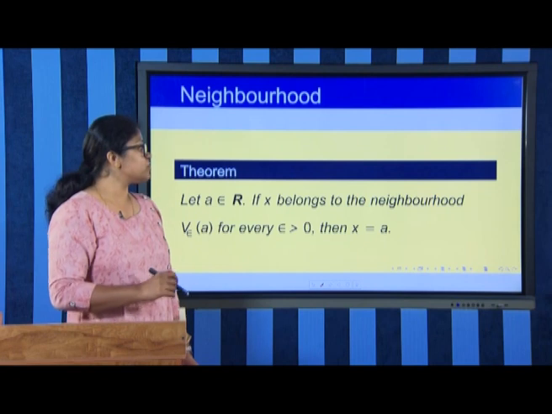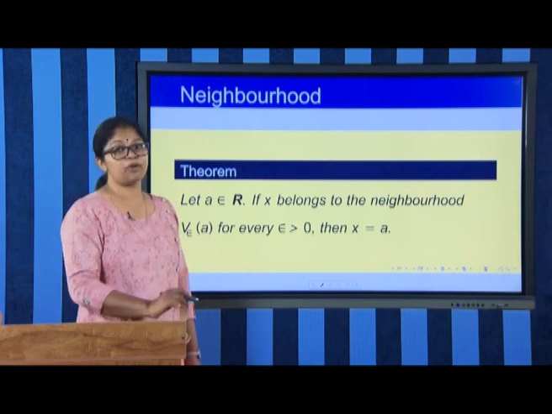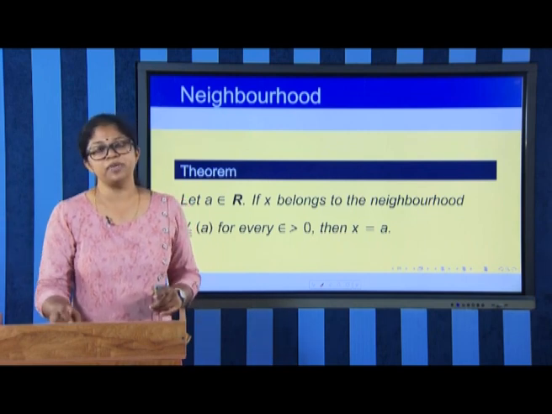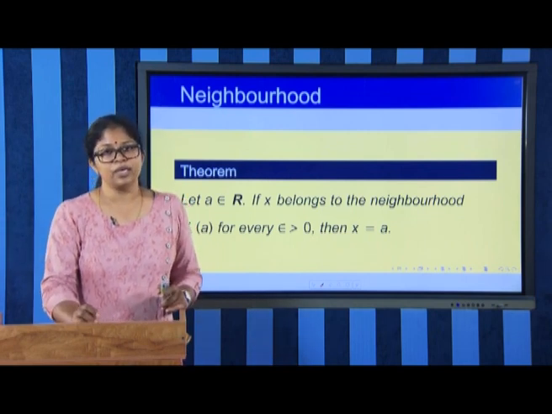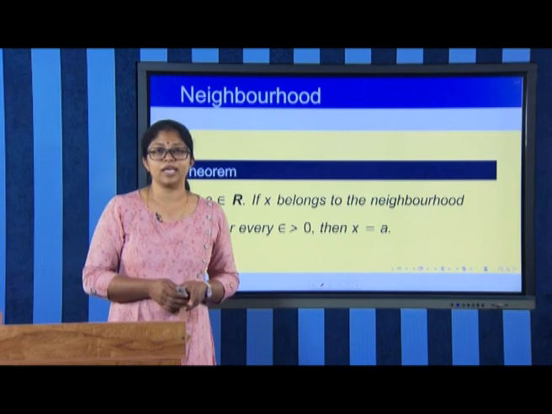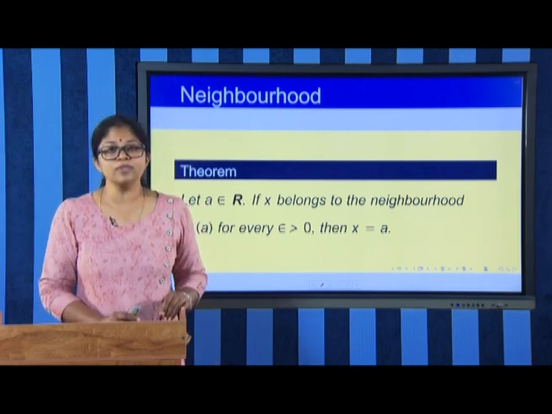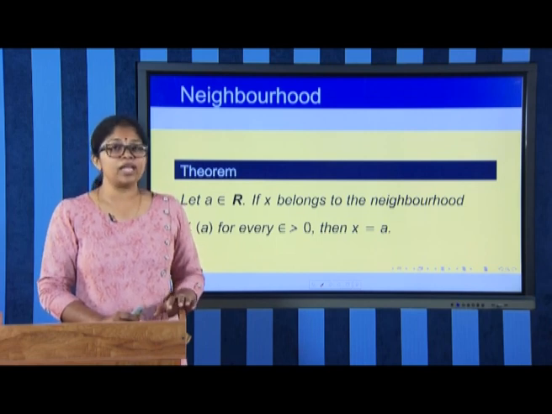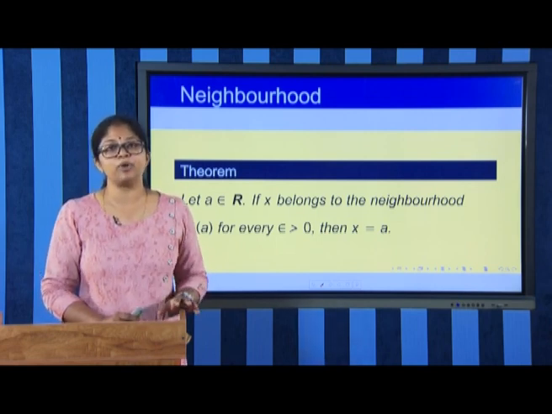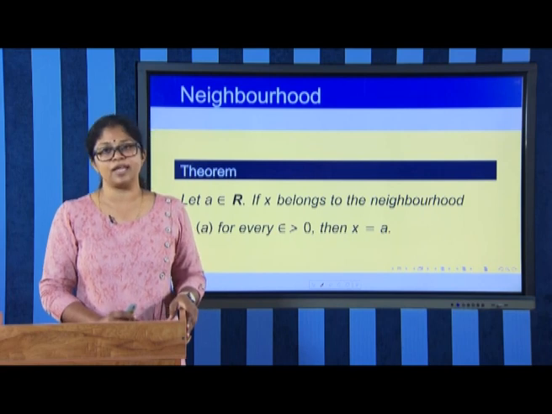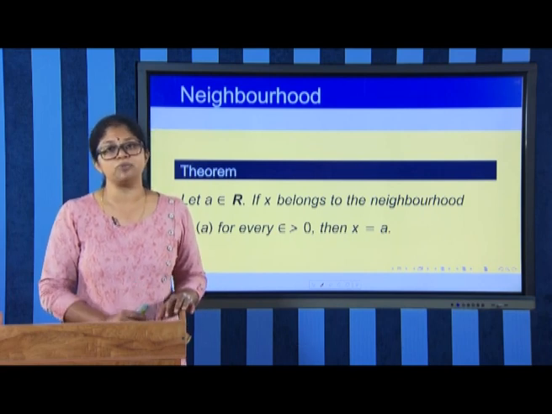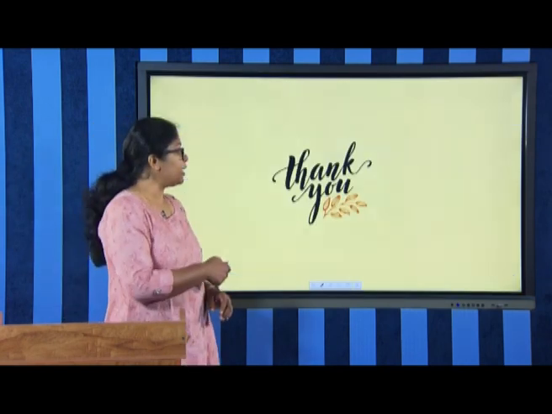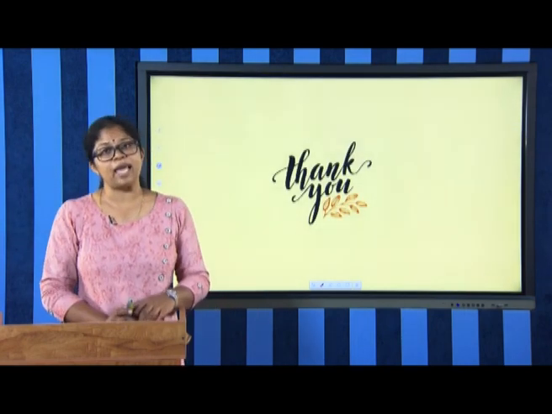If x belongs to the neighborhood V epsilon of A for every epsilon greater than 0, then x has to be equal to A. So far we were discussing absolute values and modulus of real numbers, and now we have seen that whenever x belongs to an epsilon neighborhood of A for every epsilon greater than 0, then that element has to be equal to that real number itself. So, these were the results of modulus and absolute values.